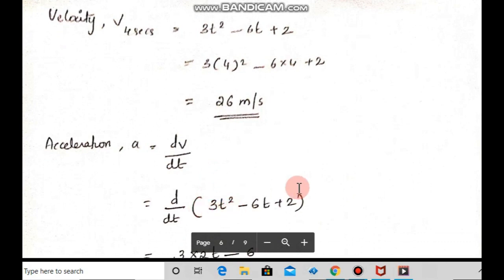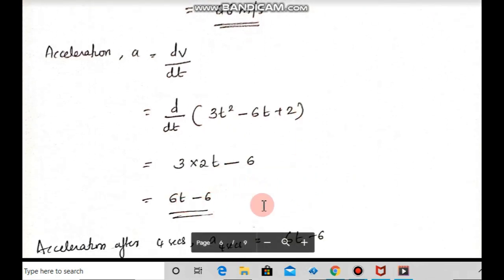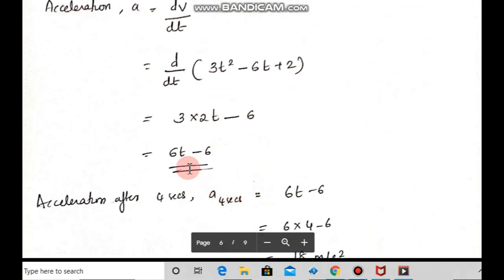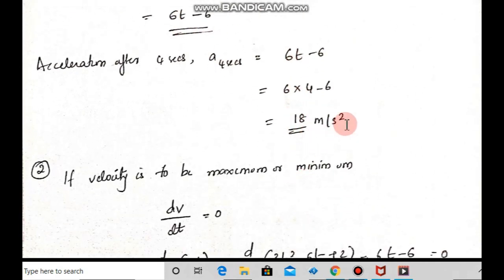Now we need to find acceleration. For that we have the equation dv by dt, so d by dt of the velocity. Make sure you use velocity here in the bracket. When I differentiate again, I get 6t minus 6. Acceleration after 4 seconds: substitute 4 in place of t and the answer is 18 meter per second square. I hope you know the units: acceleration is meter per second square, velocity is meter per second, distance is meter, and time is seconds. I hope I don't have to repeat these basic things again.